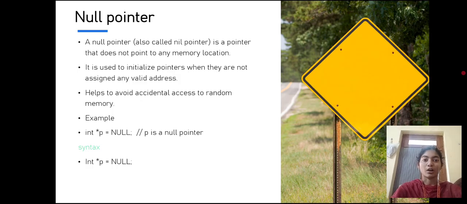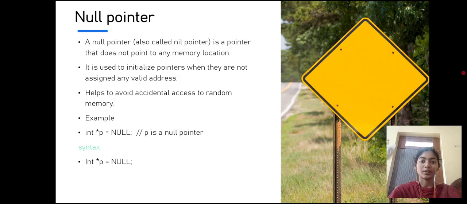A null pointer, also called a nil pointer, is a pointer that does not point to any memory location. It is used to initialize pointers when they are not assigned any valid address. It helps to avoid accidental access to random memory. Example: int *p = NULL; p is a null pointer. So a null pointer does not point to any memory location. And we have the syntax, int *p = NULL.